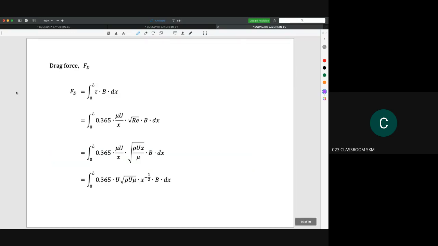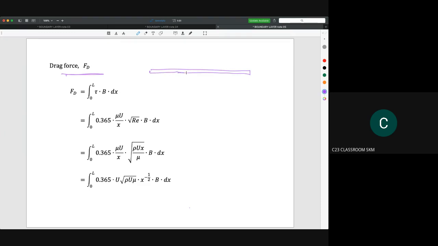Now we go for the drag force. As I said in my first lecture, we have two types of forces: lift force and drag force. The drag force is the total force that occurs on the x-axis. So we could say that the force here is the integral from 0 to L of tau times b dx.